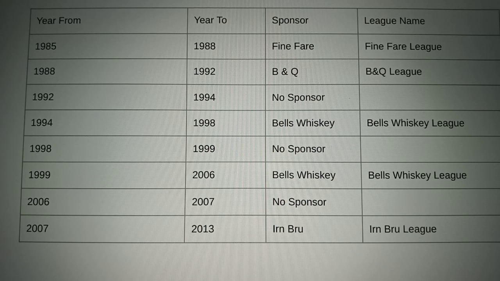As you can see, Scottish football has had many different sponsors. Between 85 and 88 it was the Fine Fare League. Between 88 and 92 was the B&Q League. Between 92 and 94 there was no sponsor. 94 to 98 was Bell's Whisky, a brewing company. Again, the following season no sponsor, and then Bell's took it up again until 2006. 2006 to 2007 no sponsor, and 2007 to 2013 was Irn-Bru.